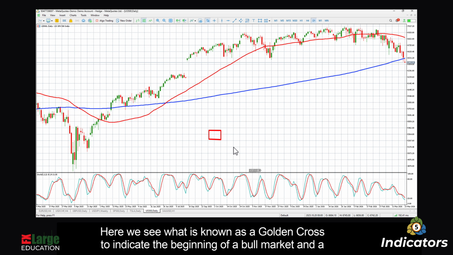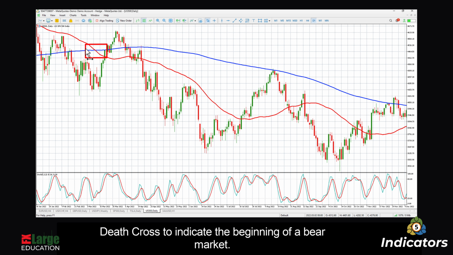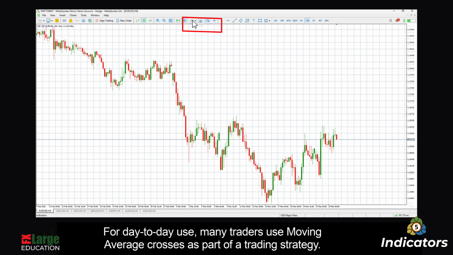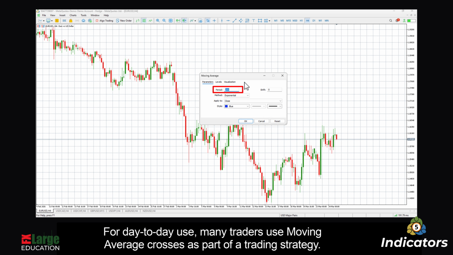Here we see what is known as a golden cross to indicate the beginning of a bull market, and a death cross to indicate the beginning of a bear market. For day-to-day use, many traders use moving average crosses as part of a trading strategy.